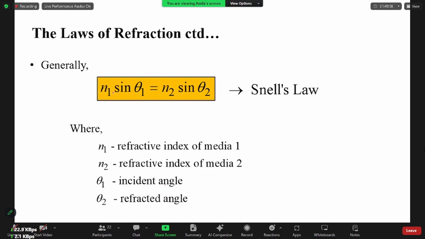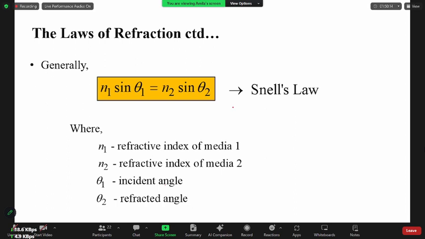This is refractive index of media 1. This is refractive index of media 2. This is incident angle sine value. This is refracted angle sine value. So we call this one as Snell's law.